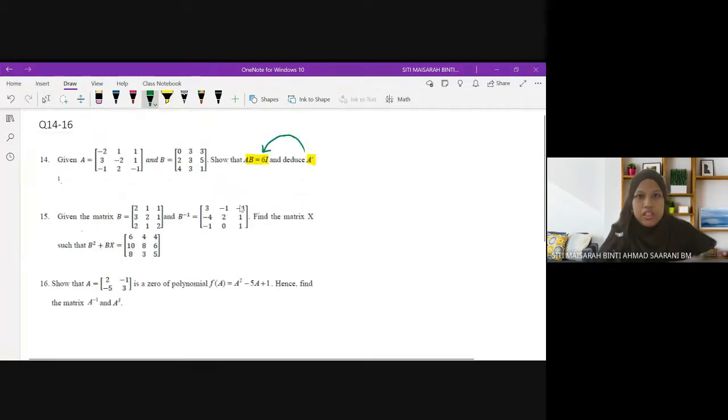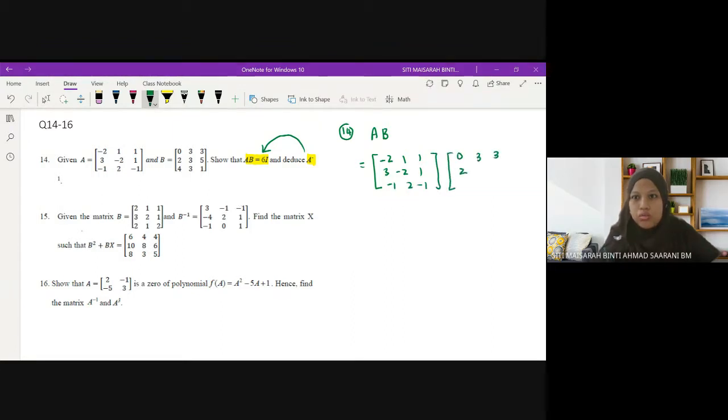So first, untuk 14, kena buat A darab B lah. So A, matrix A, negative 2, 1, 1, 3, negative 2, 1, negative 1, 2, negative 1, multiplied by B, 0, 3, 3, 2, 3, 5, 4, 3, 1. Okay, awak boleh guna calculator saja.